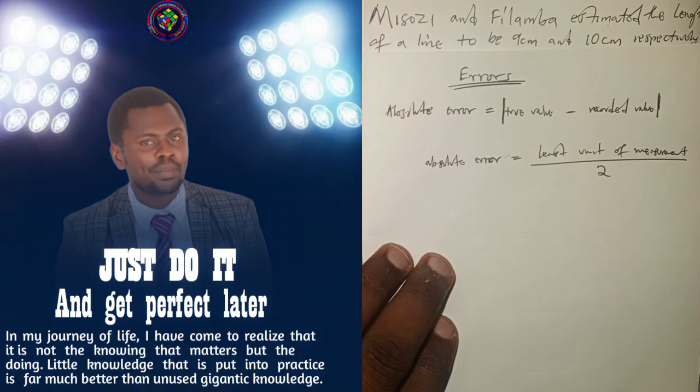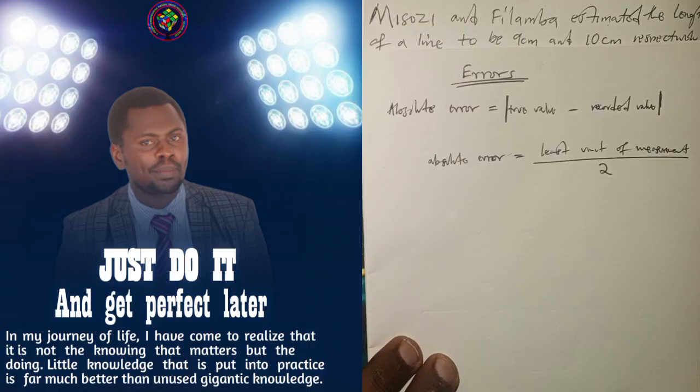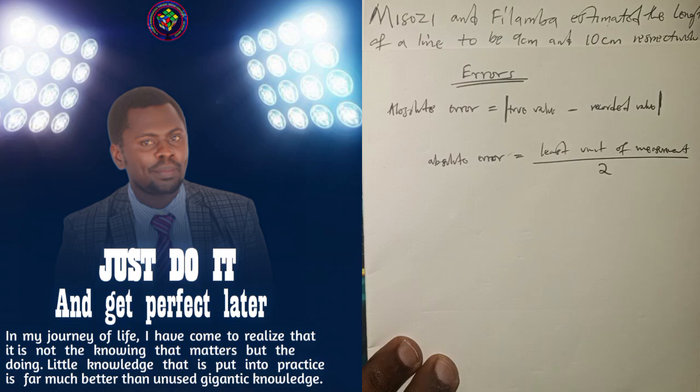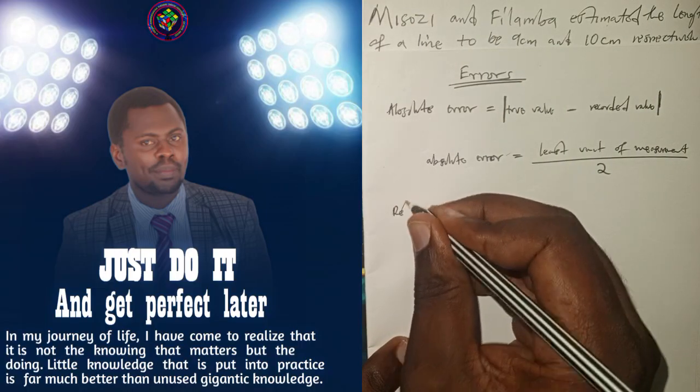So that's about the absolute error. If we have just one measured value, it's the unit of measurement divided by 2. If you have a true value and the recorded value, the formula is the absolute of true value minus recorded value. Okay, then the other thing is relative error.